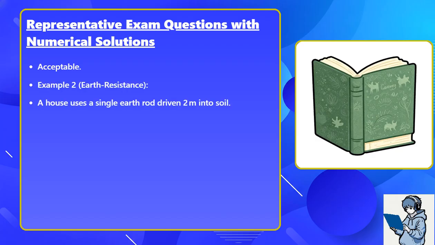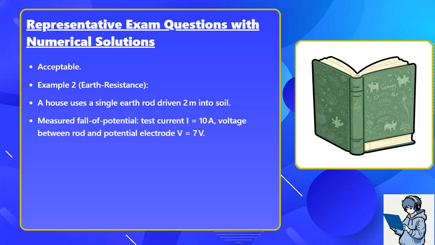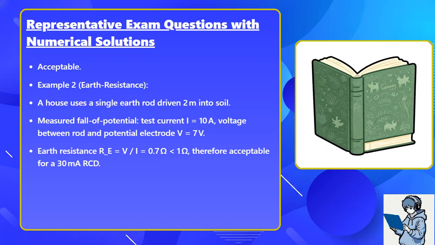Example 2, earth resistance. A house uses a single earth rod driven 2 meters into soil. Measured fall of potential: test current I equals 10 amps, voltage between rod and potential electrode V equals 7 volts. Earth resistance R_E equals V divided by I, equals 0.7 ohms, less than 1 ohm, therefore acceptable for a 30 milliamp RCD.